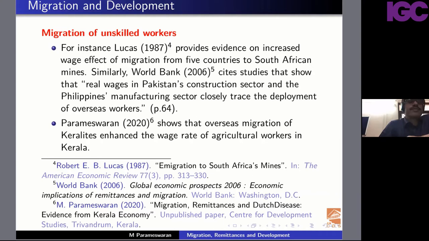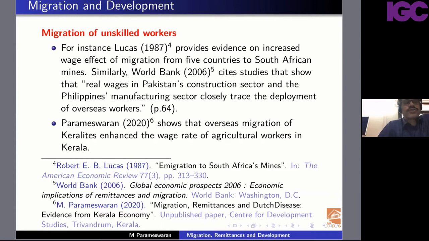For example, Lucas' paper shows that migration to South African mines from 5 African countries increased the wage rate in the countries of origin. Similarly, the World Bank cites studies that show that real wages in Pakistan's construction sector and the Philippines' manufacturing sector closely trace the deployment of overseas workers. And I have done a study in the context of Kerala. As you may know, Kerala has a large share of people working outside. For example, around 30 lakh people are working abroad and sending remittances, and I did a study recently on the impact on the growth and other aspects of the Kerala economy.